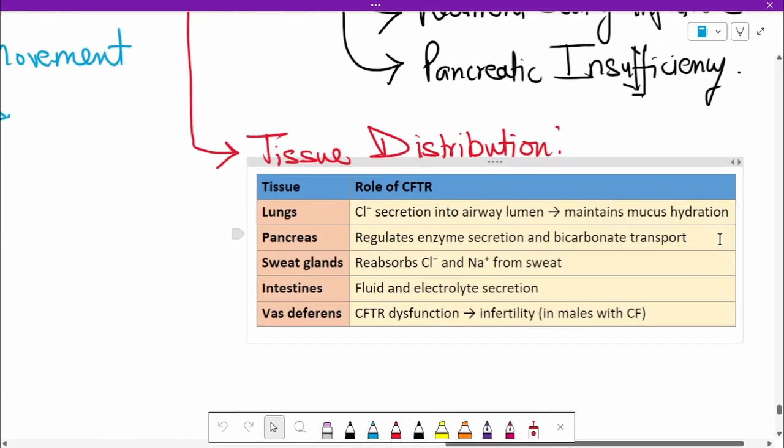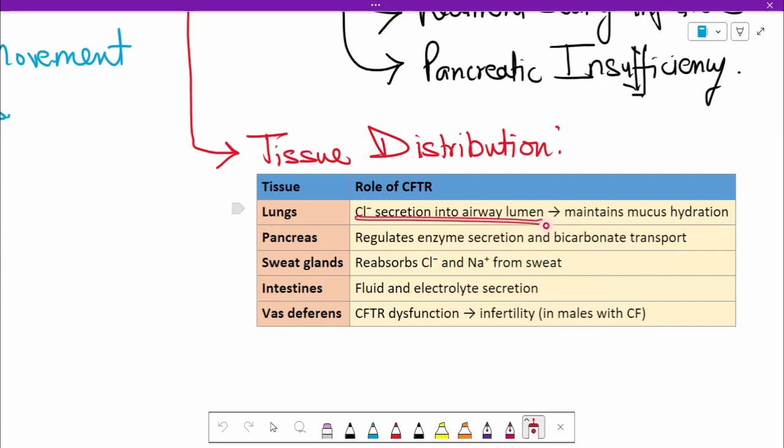In the case of lungs, chloride secretion to the airway lumen maintains the mucus hydration. In the case of pancreas, it regulates the enzyme secretion and bicarbonate transport mechanism. In the case of sweat glands, the reabsorption of chloride and sodium takes place. In intestines, fluid and electrolyte secretion is controlled.